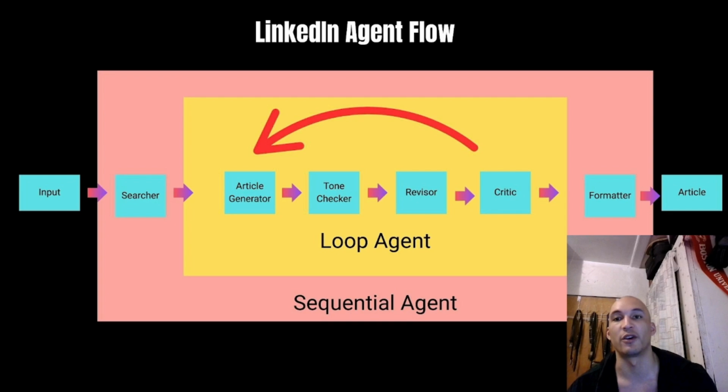Once it's good enough, it'll go over to the formatting agent. With my experience with Gemini models, they usually do automatically format stuff if you tell it it's an article, but I just figured that would be a nice little check. That's how this agent works. Once it goes through the formatter, it'll output an article.